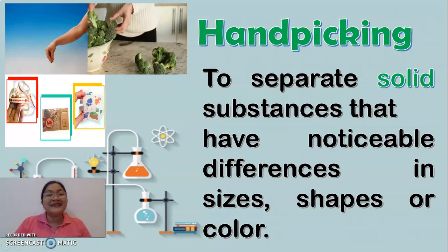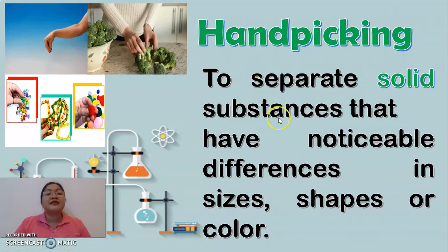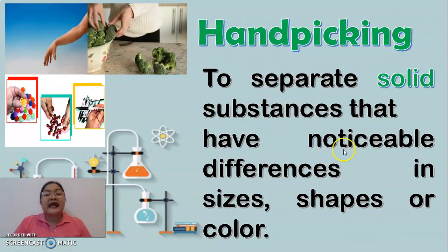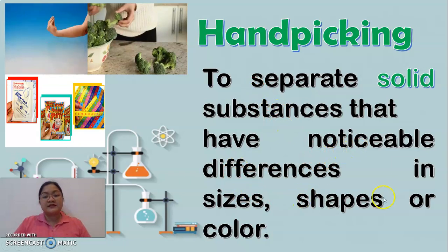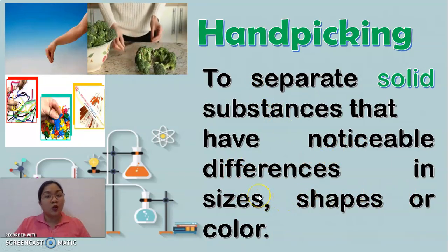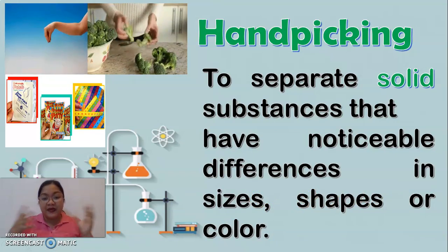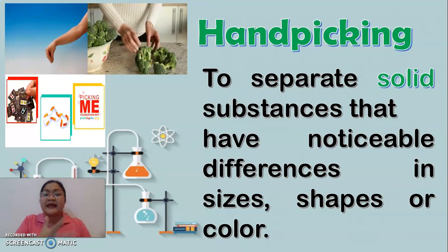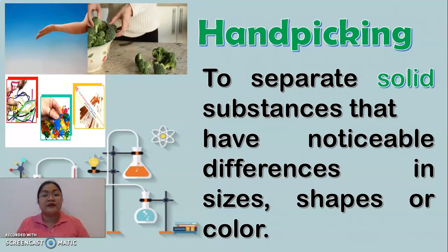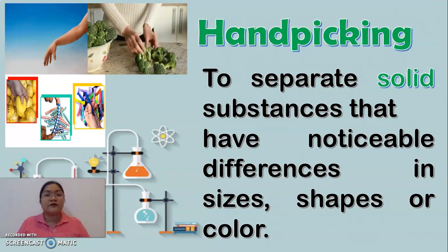So when is hand picking used? Hand picking is used to separate solids that have noticeable differences in sizes, shapes, and color. So when the difference is very big, different in size, different in shape, and in color, you can easily use your hand for hand picking.